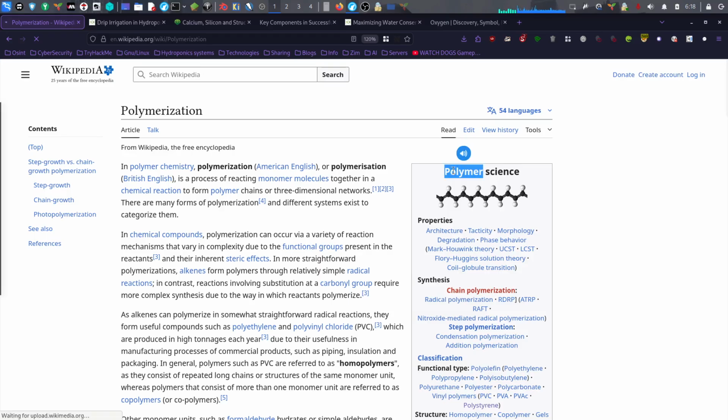Polymer means many forms, or so many parts. Mono means one part, some one part.